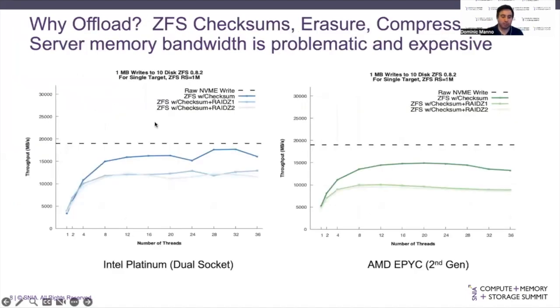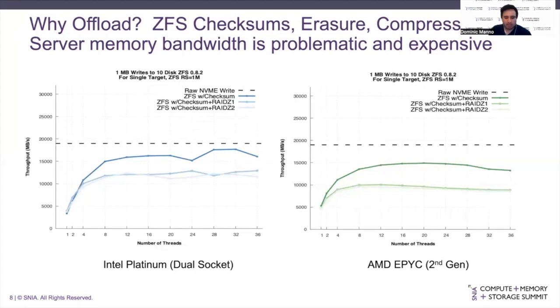So here on the left, what you'll see is a plot using the test on an Intel Platinum dual socket, so a pretty high performing memory subsystem. And then the plot on the right is an AMD EPYC second generation, so also a fairly high performing memory subsystem, although maybe not quite the level of the Intel Platinum. This is just running 1 megabyte sequential writes to a 10 disk NVMe drive setup.